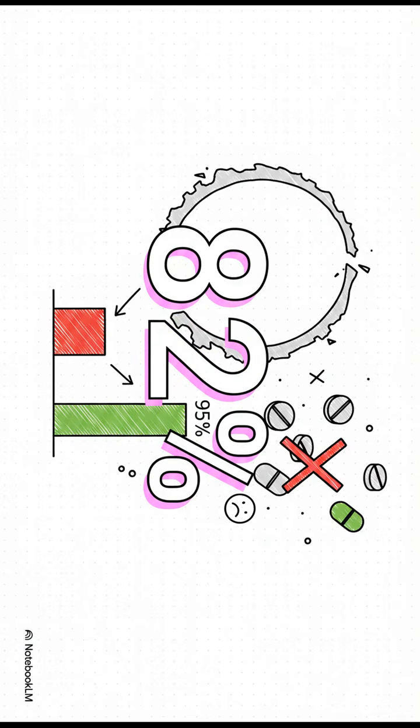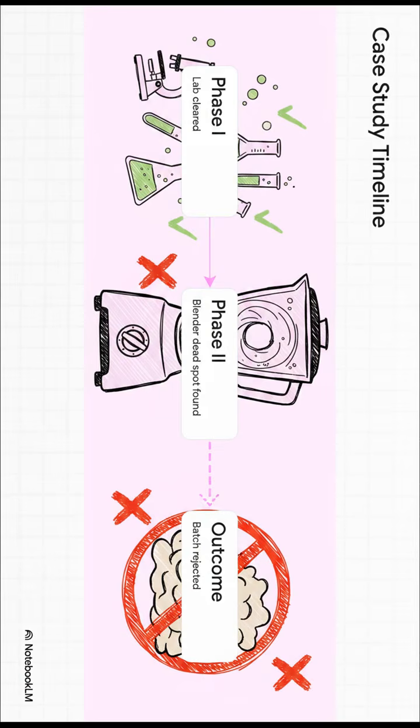A tablet assay came back at a shocking 82%. That's dangerously below the 95% passing limit. Phase I cleared the lab, but Phase II found a blender dead spot. The batch was rightfully rejected.